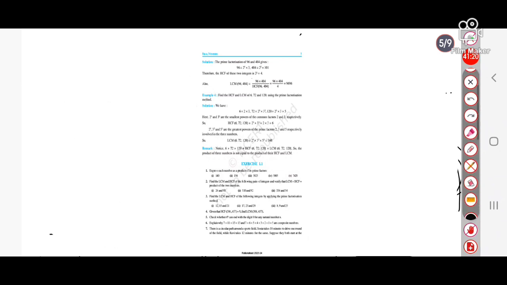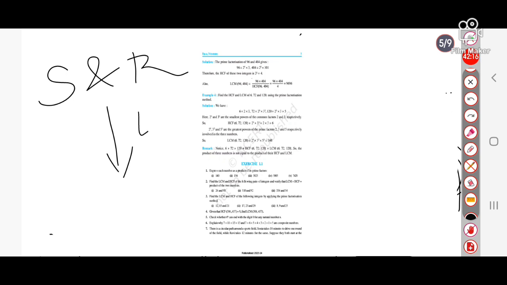Okay, now we have another question, that is the seventh one. What they are asking is, there's a circular path around a sports field. Sonia takes 18 minutes to drive one round of the field, while Ravi takes 12 minutes for the same. Suppose they both start at the same point and at the same time and go in the same direction. After how many minutes will they meet again at the starting point?